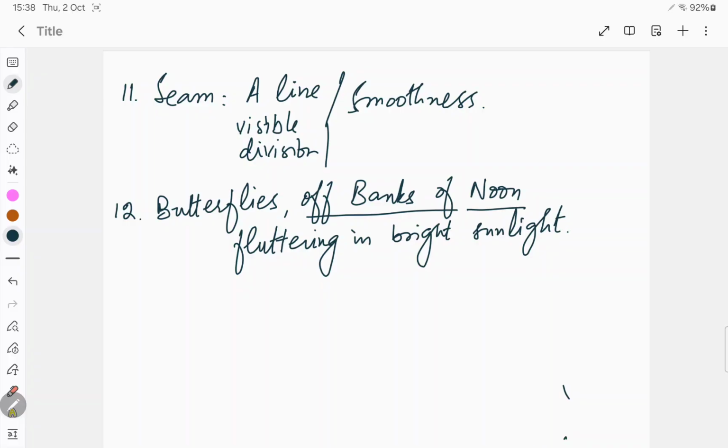The antonym can be, well, you may say darkness or gloomy, and the sentence can be the bright butterflies danced along the garden at noon. That means in the daytime.